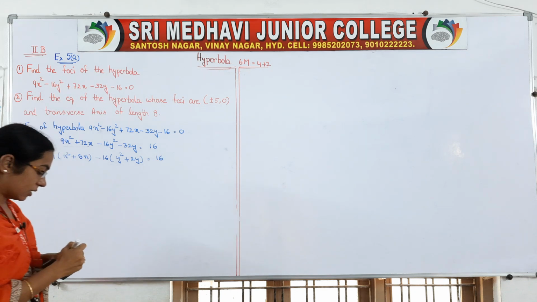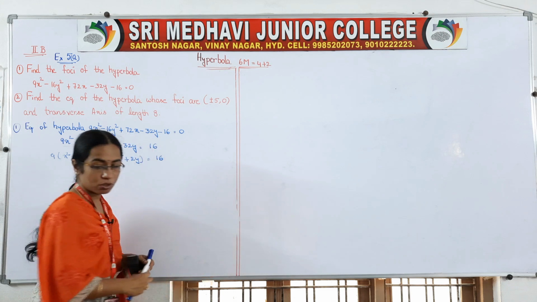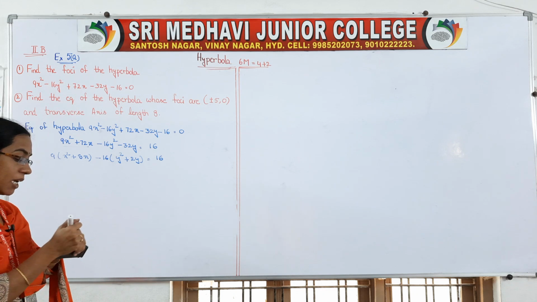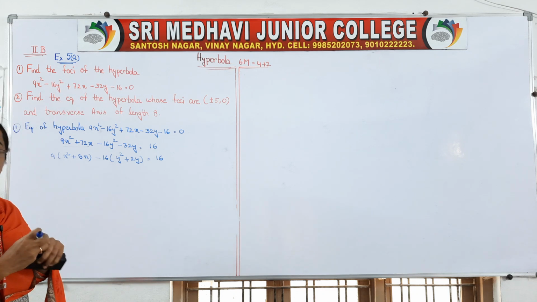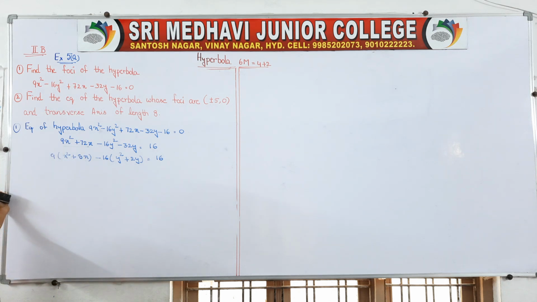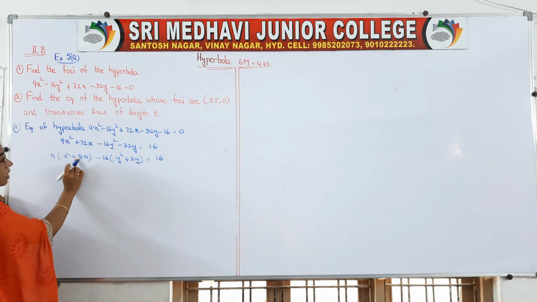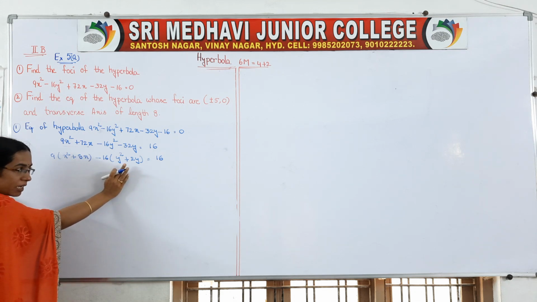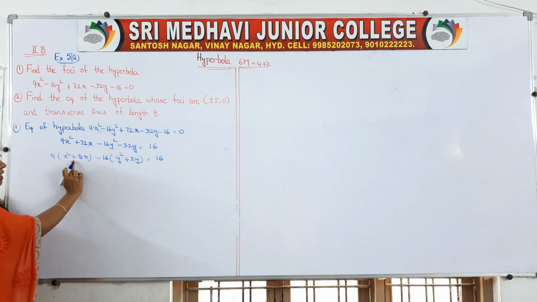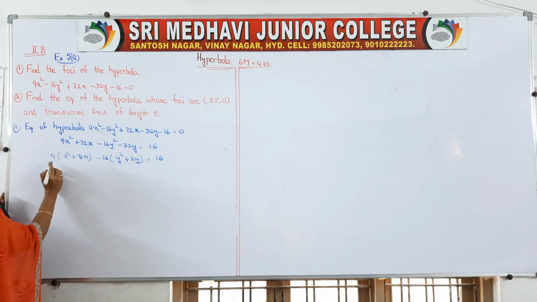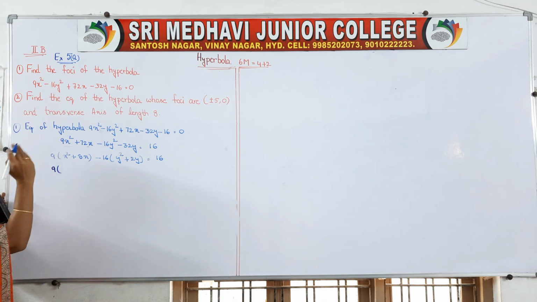So what is our third or fourth form? It should be x minus h whole square by a square minus y minus k whole square by b square is equal to 1 or minus 1, isn't it? So that means here we should get x plus something whole square, and here y plus something whole square. After that we will write that plus as minus of minus. So here we need which value? x plus something whole square.